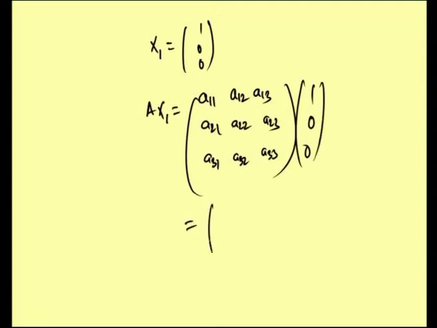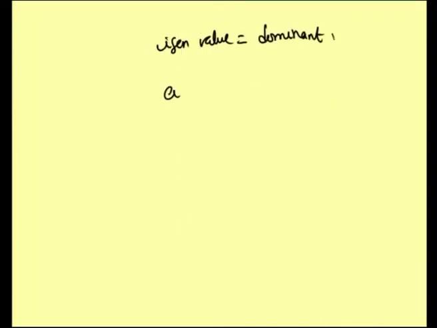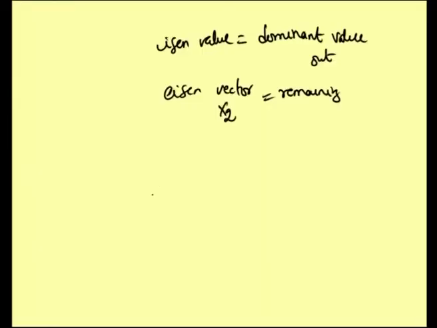In the resulting matrix, take the dominant element outside. That dominant element is called the eigenvalue, and the remaining vector is the eigenvector, the remaining x vector.